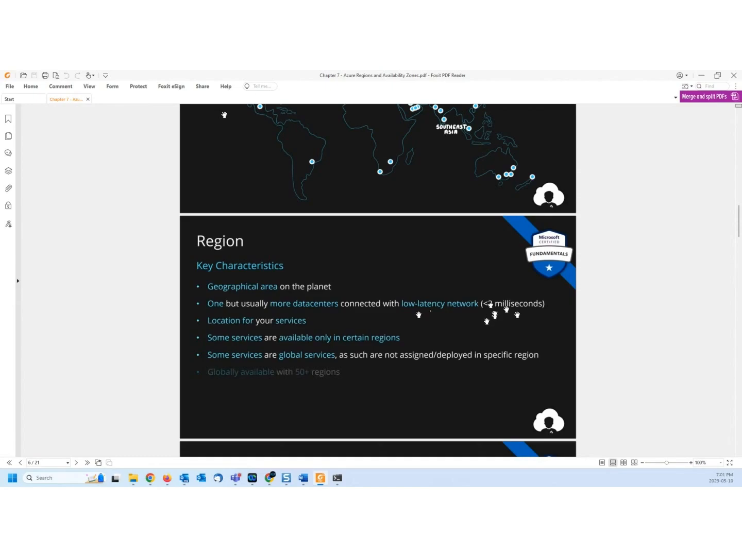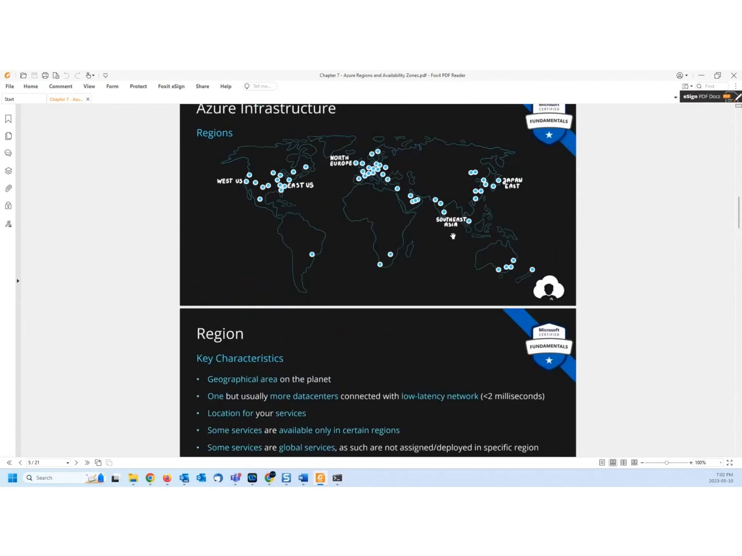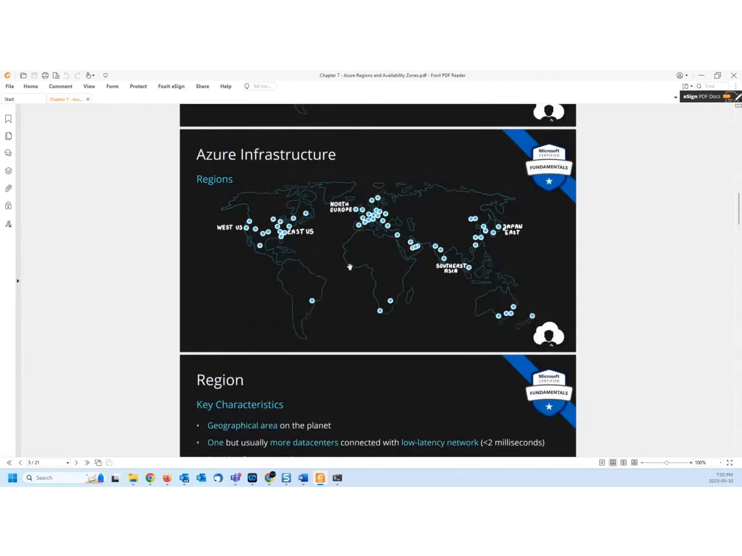Location for your service depends upon which region you are in. So you will try to acquire the closest region. Some services are available in certain regions. You cannot expect all these dots to have all the services.